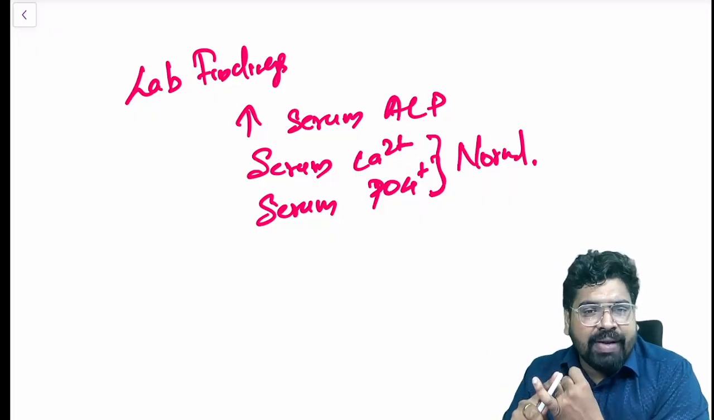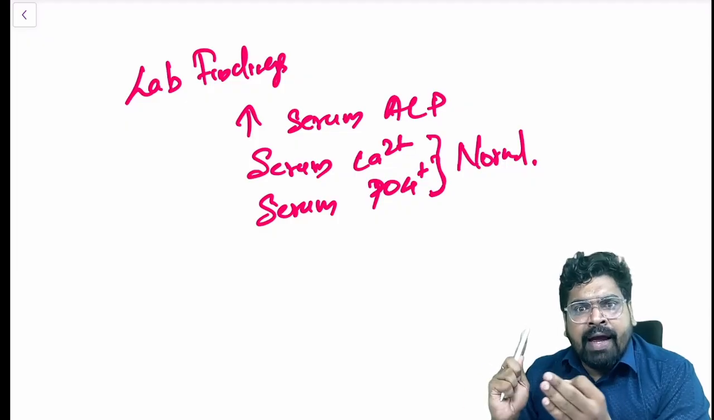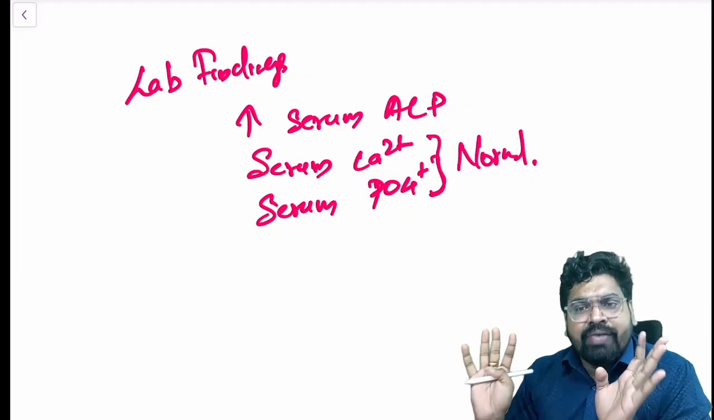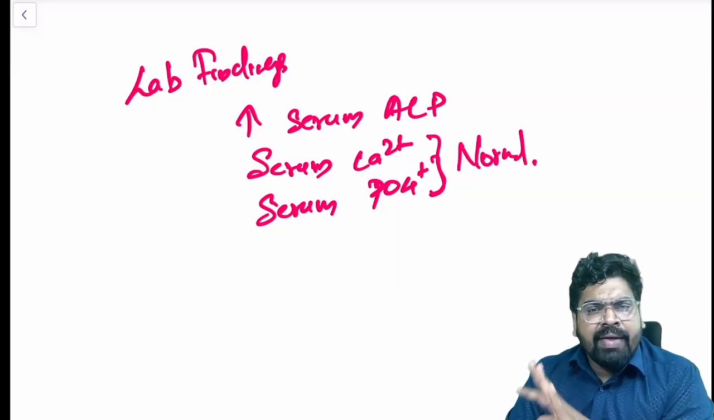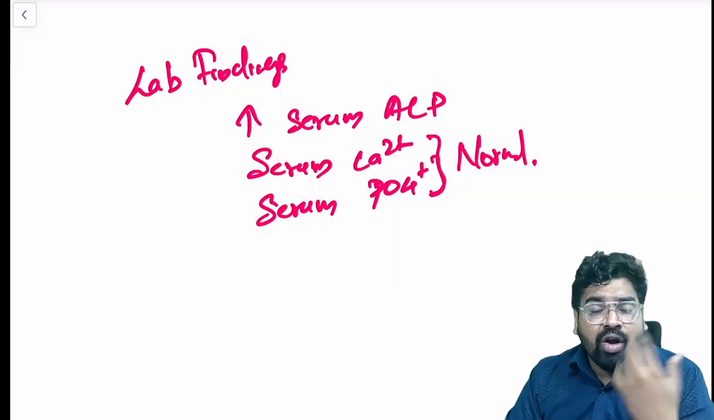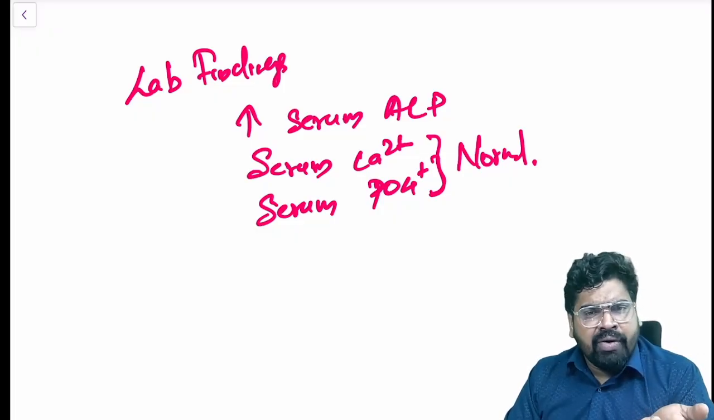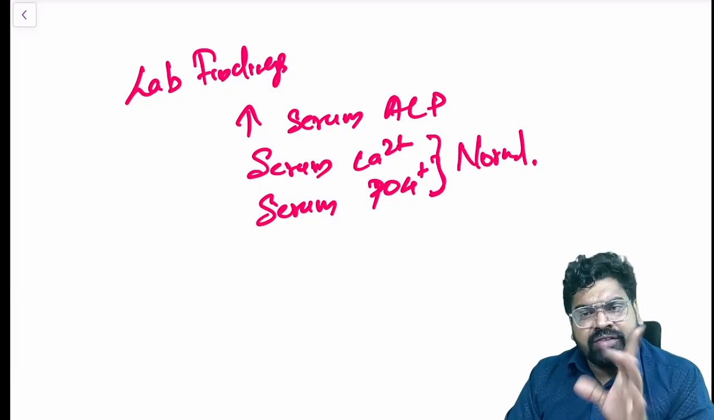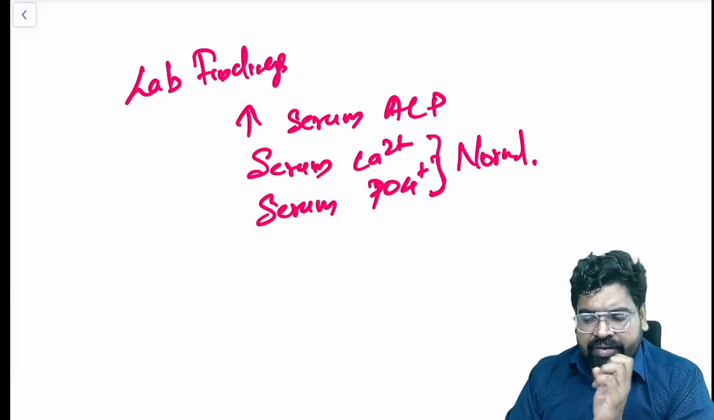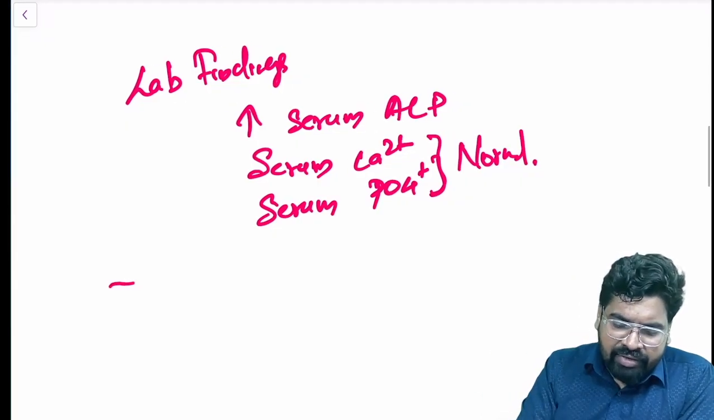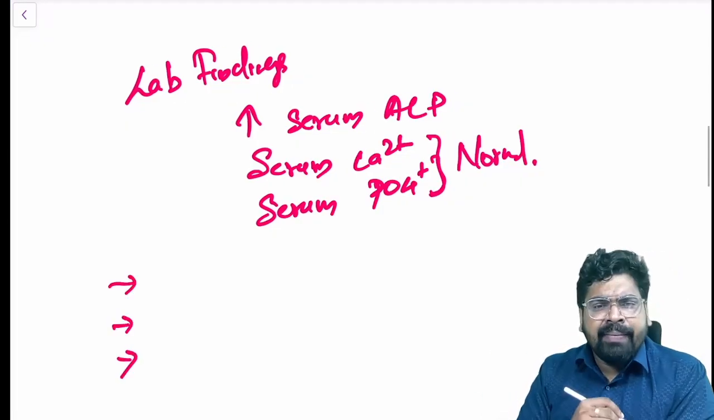In fibrous dysplasia and in cherubism, all serum values are always normal. Serum alkaline phosphatase, serum calcium and serum phosphorus are all normal in fibrous dysplasia as well as in cherubism. But in Paget's disease, what is increased? Serum alkaline phosphatase.